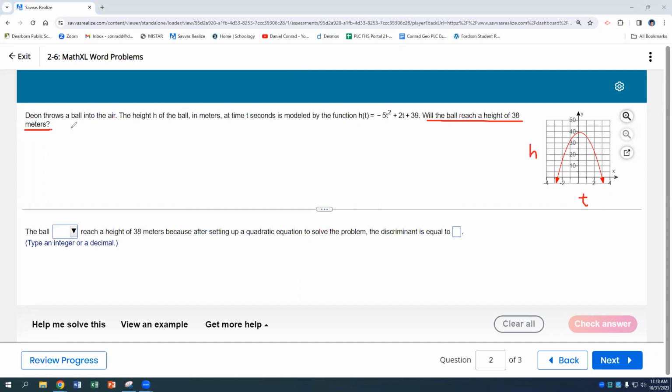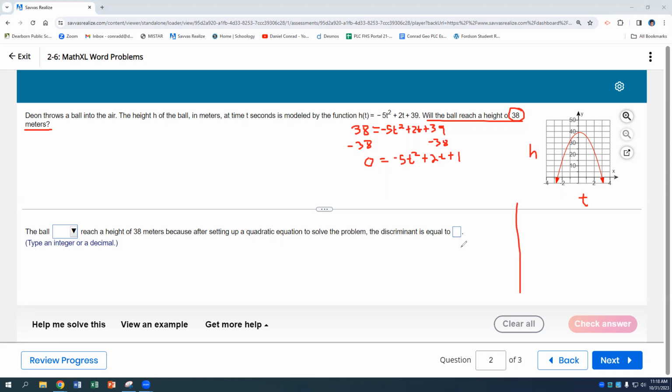So if it's asking us whether the ball is going to reach a height of 38 meters, what we have to do is find the discriminant. So first thing we want to do is substitute in 38 for the height. So 38 equals negative 5t squared plus 2t plus 39. And we want to solve this, so we need it to be equal to 0. So we're going to subtract 38 from both sides. So we're going to get 0 equals negative 5t squared plus 2t plus 1.